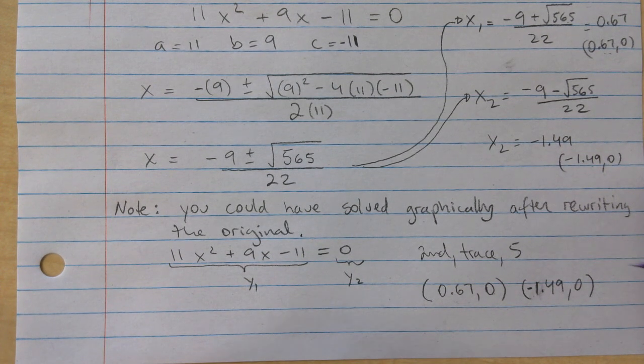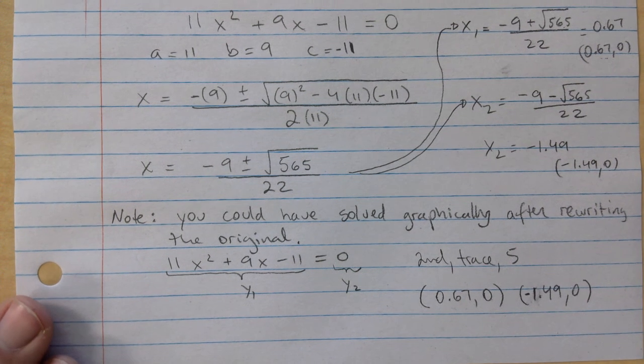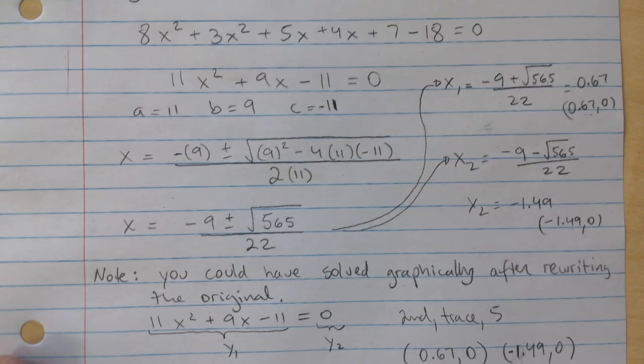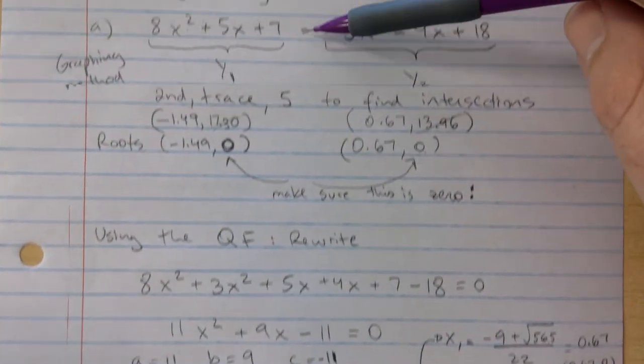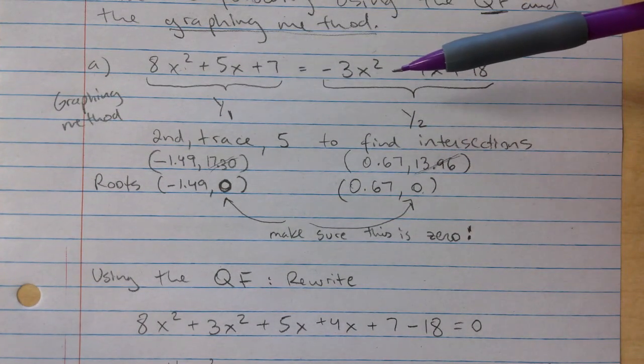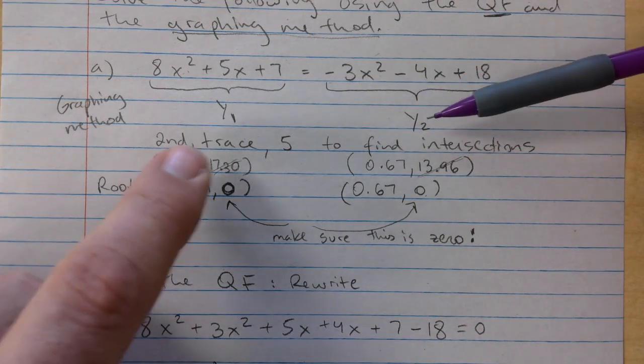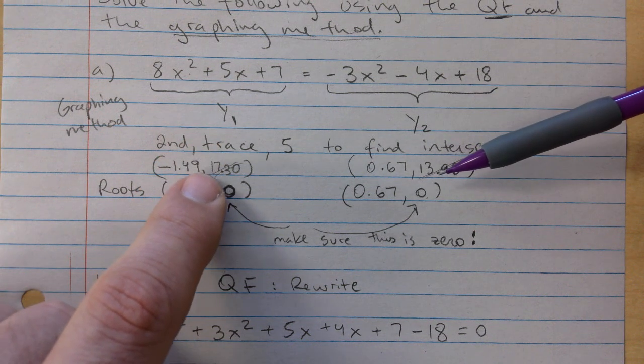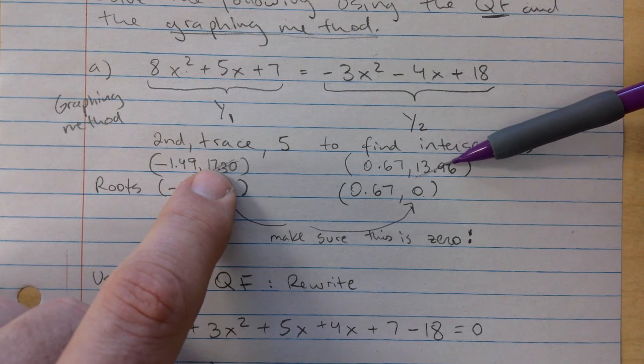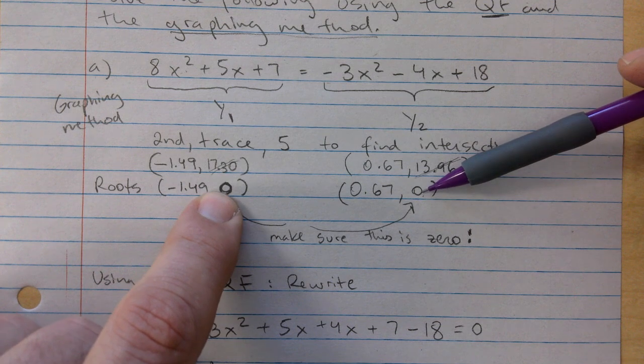So there are two ways of solving graphically. I personally wouldn't rewrite because there's a lot of chances of making a mistake if you rewrite. And I will tell you this, it is very likely that I will give you something that's very ugly where you're not going to feel like rewriting it anyways. So almost like forcing you to do this, and where you just have to watch out for this part, right? Make sure it's 0.